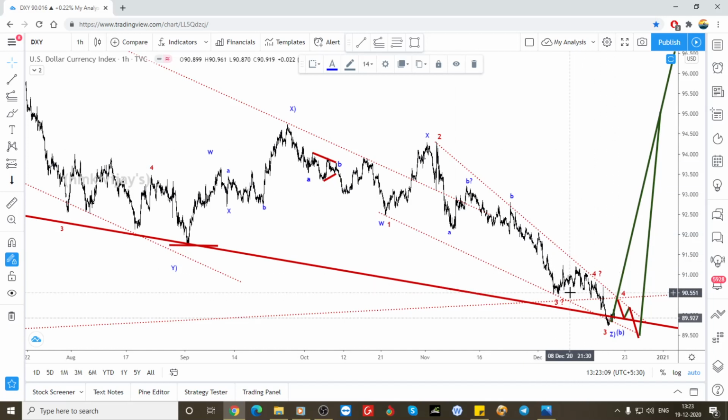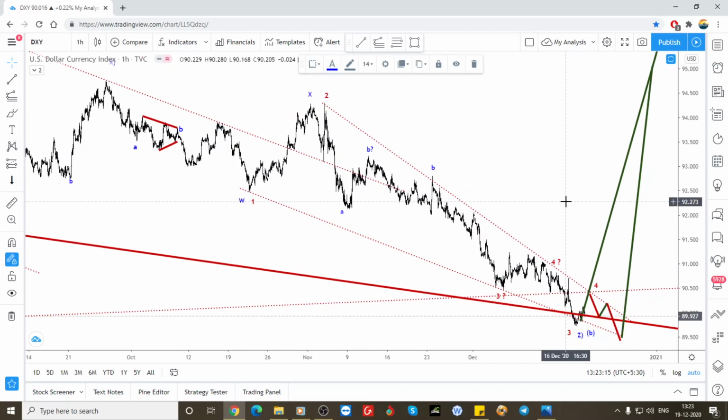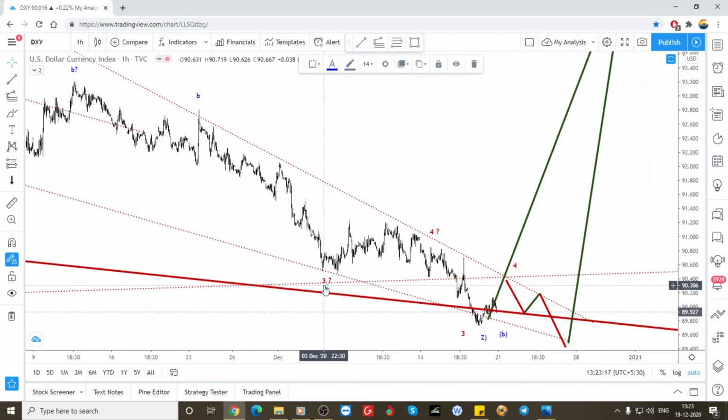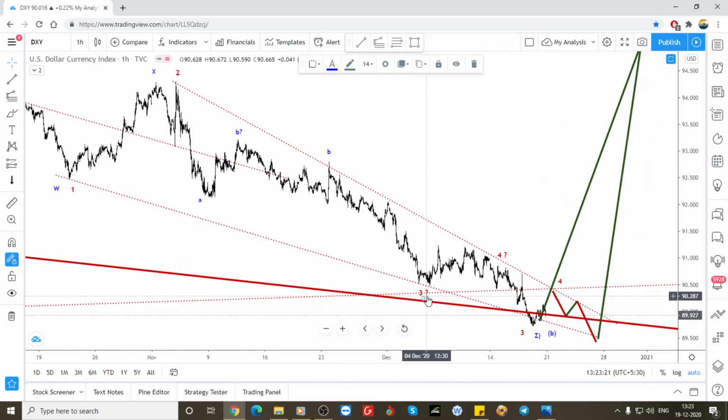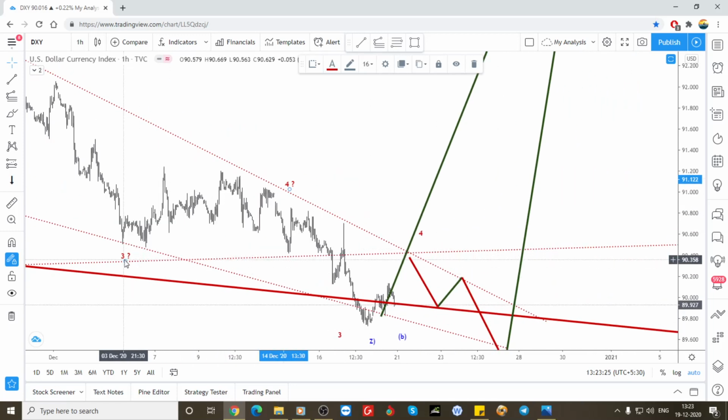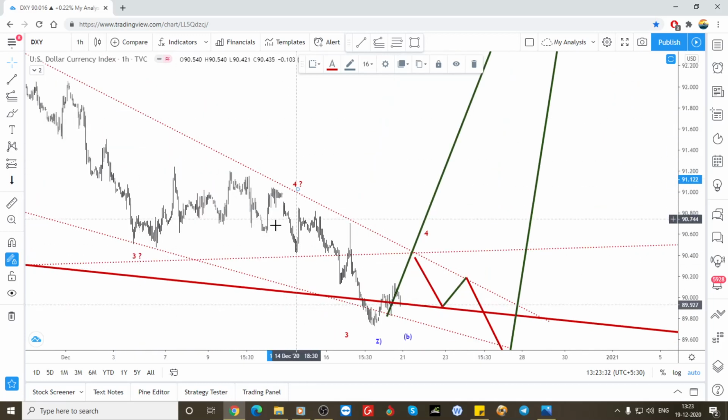But again what I said is, if it is a 3, one more 4 and 5 has to happen. So whether this is the end of the 3, it has already broken the low. So now this is the 3, it's confirmed, and whether this is the 4, because this ABC is an A, ABC is a B, and one more C here.